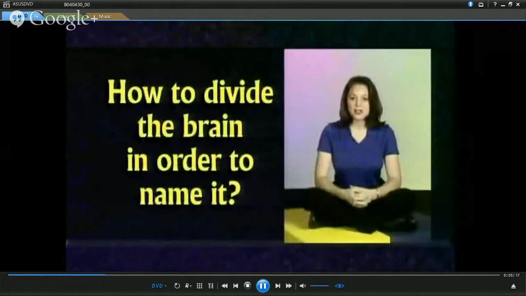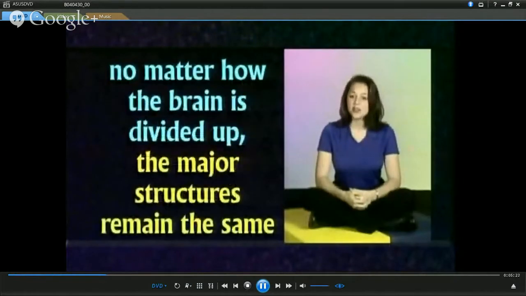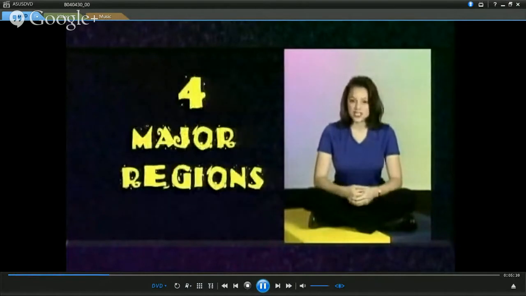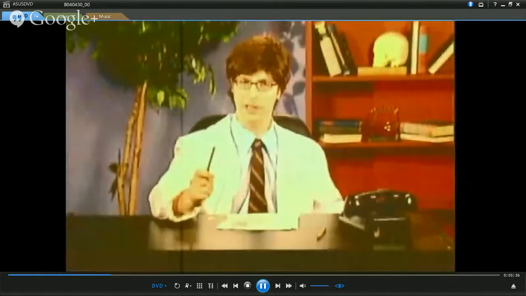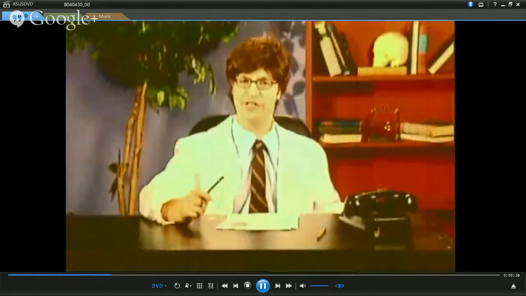Anatomists argue all the time about how to divide the brain up in order to name it. Well, you can argue from today till tomorrow that no matter how you divide the brain up, the major structures within the brain remain the same. So for the sake of convenience, we've divided the brain into four major regions: the cerebrum, the diencephalon, the brainstem, and the cerebellum. Hello, I'm Ephraim Fotis, brain surgeon.